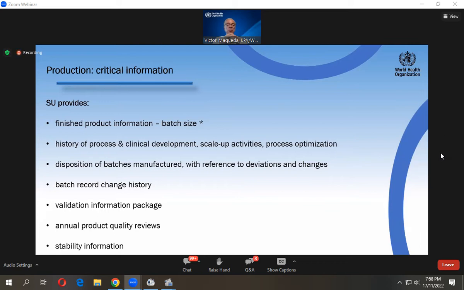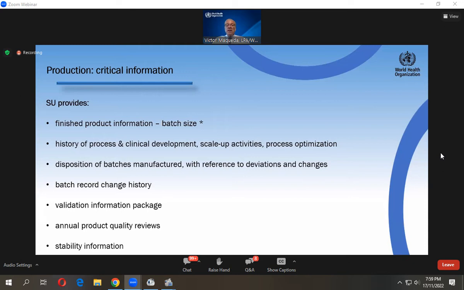The disposition of batches manufactured with reference to deviations and changes. And I would especially emphasize this last part. Any deviation and changes are very important to be transferred, this knowledge from the sending unit to the receiving unit. It's obvious that all those lessons learned need to be transferred to the receiving unit in order for it to prevent them. Of course, all the batch record change history is very important.